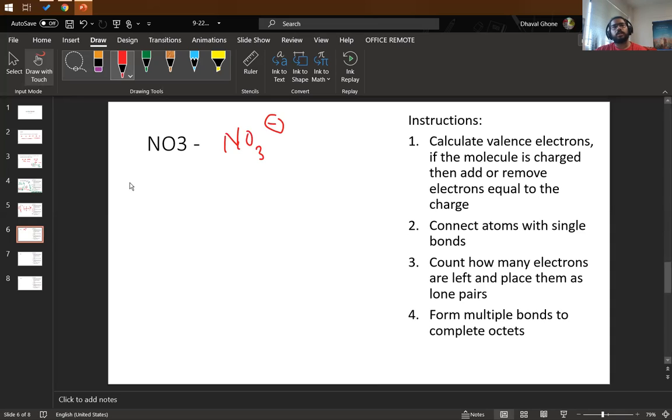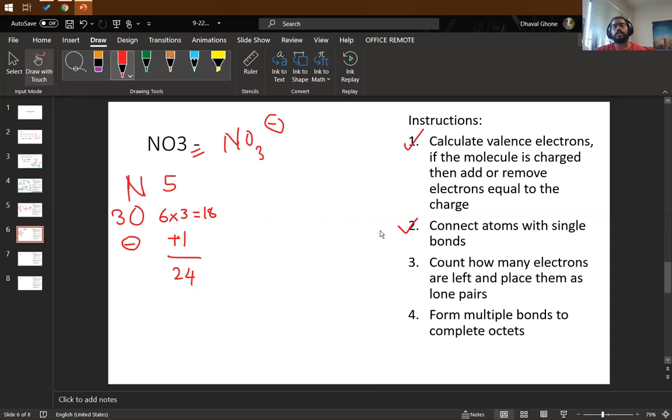Okay, I'm going to start with counting the number of electrons. I have 1 nitrogen and 3 oxygen atoms. Nitrogen has 5 valence electrons. Oxygen has 6, but I have 3 of them, so that gives me 6 threes are 18. And I have 1 minus charge over here, right? So minus charge means an extra electron. And so when I add them together, I get 5 plus 18 is 23 plus 1, 24 electrons to be placed. And so I finished step 1.